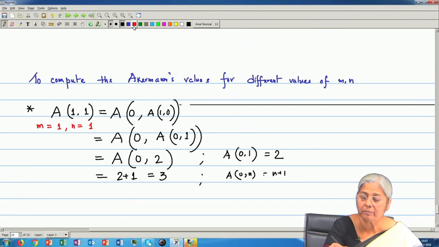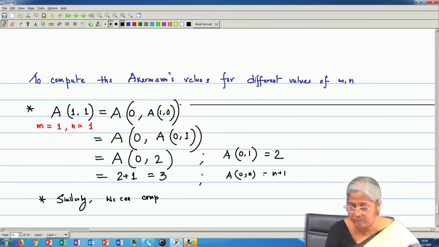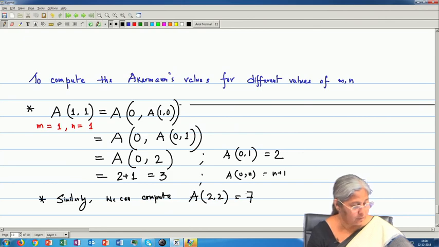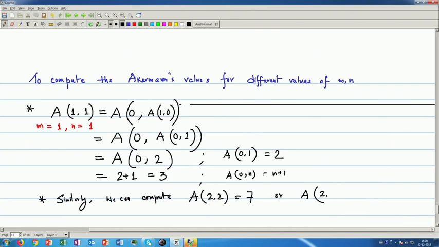In a similar way we can get that A(2, 2) is 7, or A(2, 3) is 9, etc.